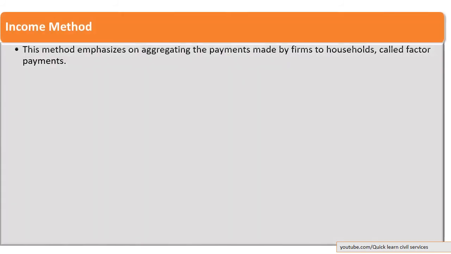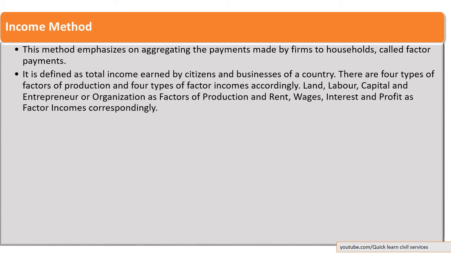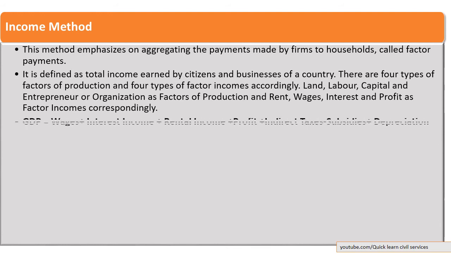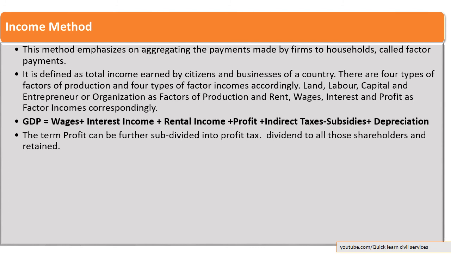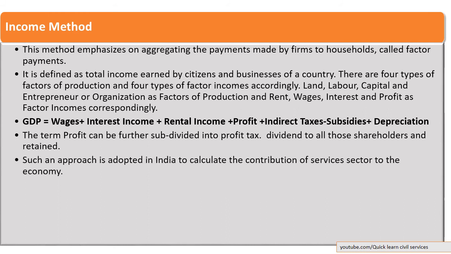Income method. This method emphasizes on aggregating the payments made by firms to households, called factor payments. It is defined as total income earned by citizens and businesses of a country. There are four types of factors of production and four types of factor incomes accordingly. Land, labor, capital and entrepreneur or organization as factors of production and rent, wages, interest and profit as factor incomes correspondingly. GDP equals wages plus interest income plus rental income plus profit plus indirect taxes minus subsidies plus depreciation. The term profit can be further subdivided into profit tax, dividend to all those shareholders and retained earnings. Such an approach is adopted in India to calculate the contribution of services sector to the economy.